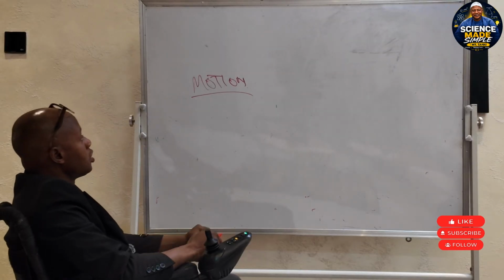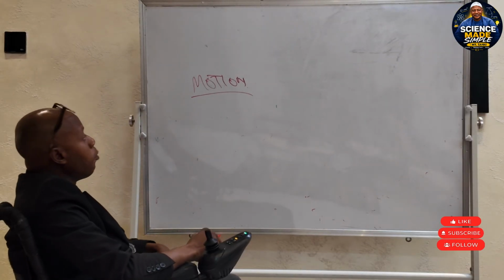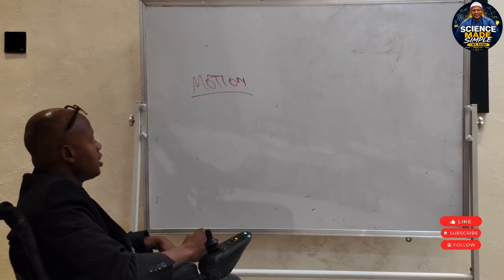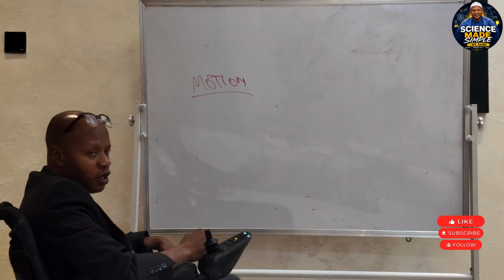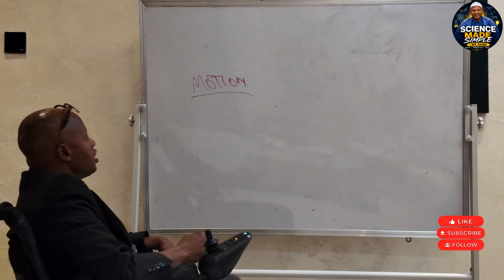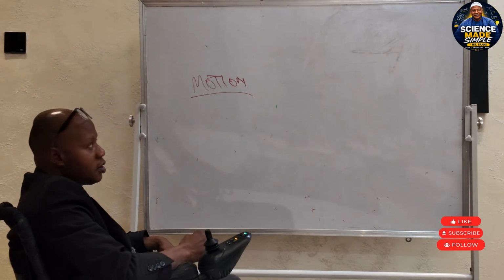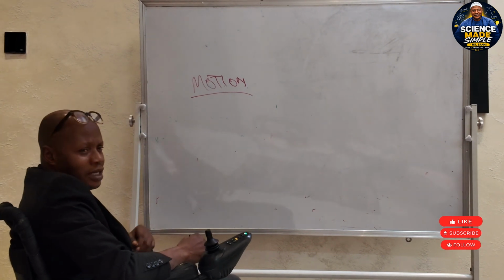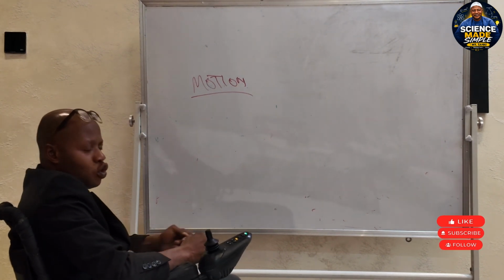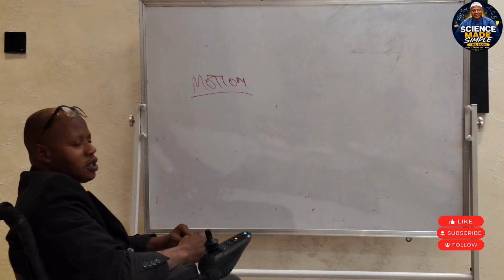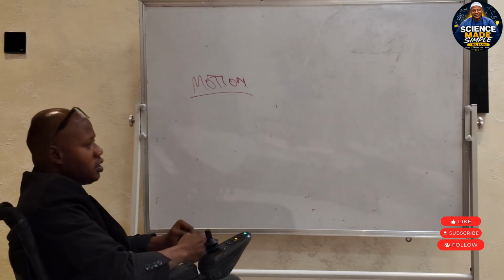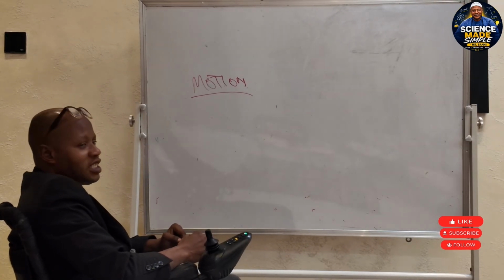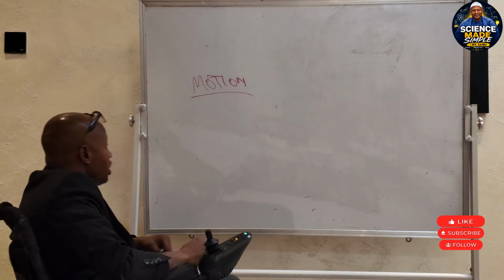Let us look at what is meant by motion. Motion is the change in position of a body. That is the movement of a body. That is, when you apply force to an object, you change the motion of that body from the original position. That's why I say motion is the change in position of a body.